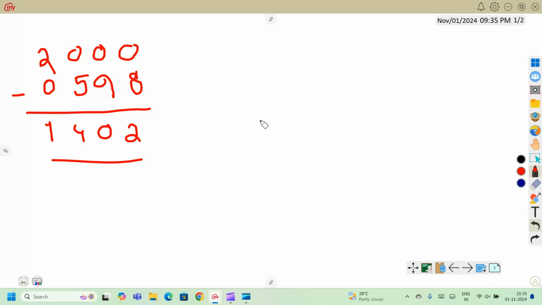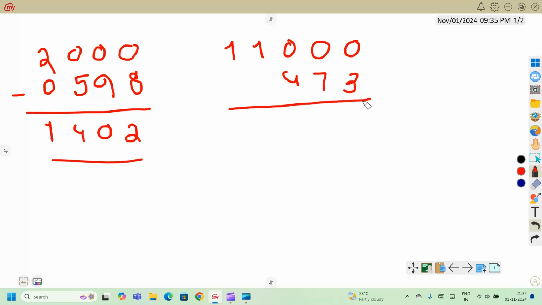Simple. If I take another example, let me take a complicated one. Suppose you pay 11,000 to someone, and the actual cost of the thing is say 473. How much do you get back? Should I put 0 here, just below 1? You can do it to make things easier for you, but it's not compulsory. We are doing it because it's the same thing, and it's easier to visualize it in this way.